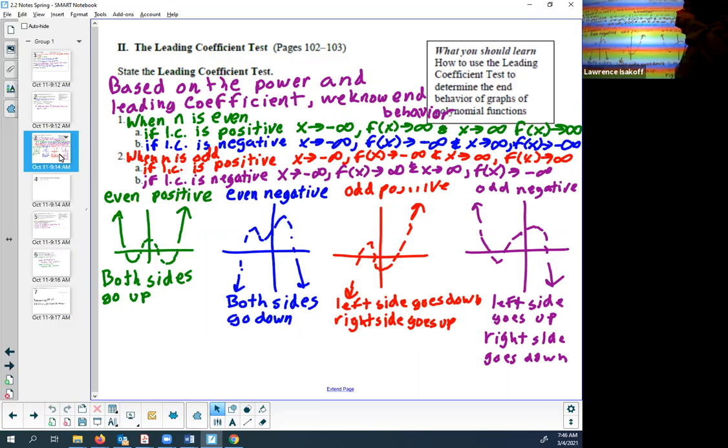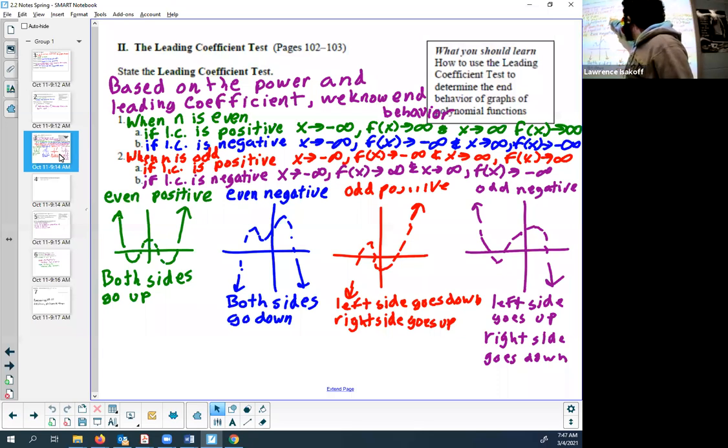So, the leading coefficient test says, based off of your leading coefficient, the number in front, and the highest power, we're able to determine end behavior. So there are two scenarios. When things are even, that's our green and our blue here. And when things are odd, that's our red and purple. So when things are even, if the leading coefficient is positive, both sides are just going to go up.